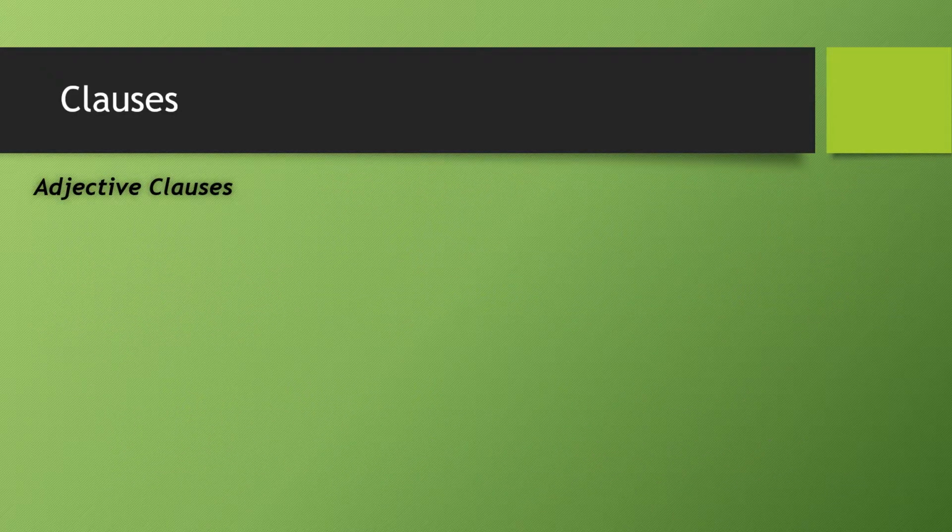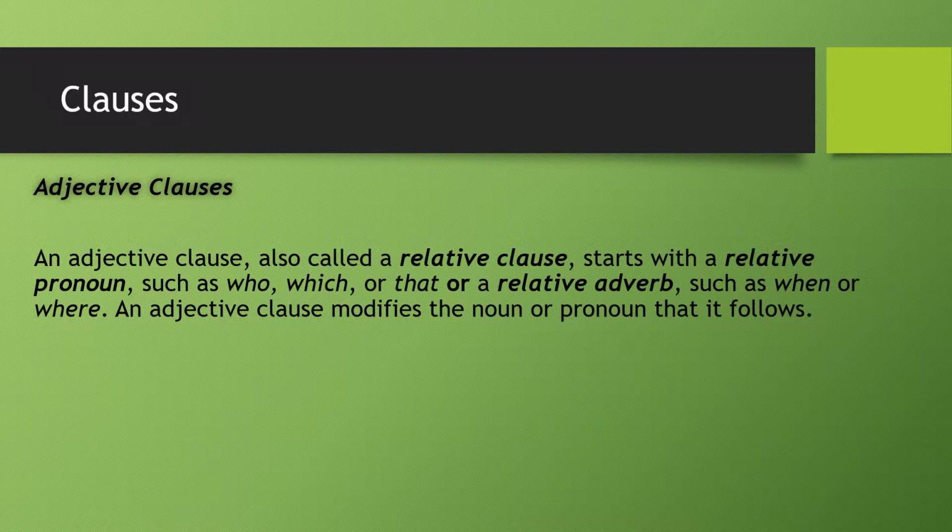Adjective clauses. An adjective clause is also called a relative clause because it starts with a relative pronoun such as who, which, or that, or a relative adverb such as when or where. So an adjective clause modifies the noun or pronoun that it follows.